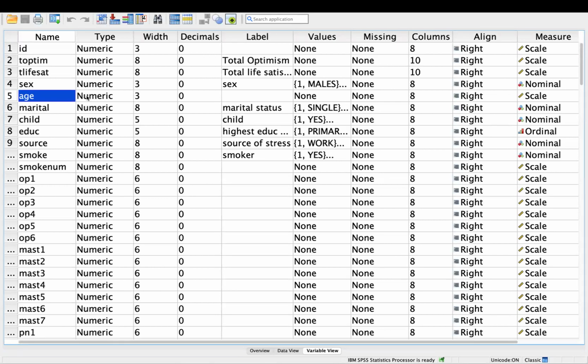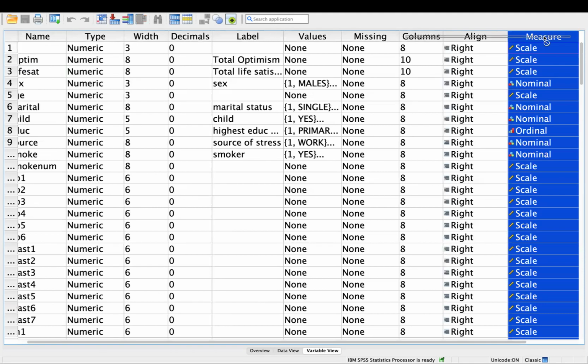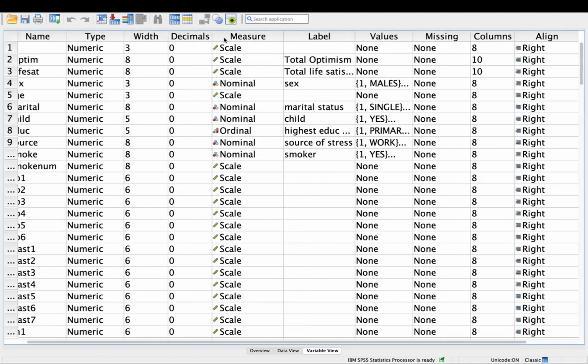Yes. Now, here's a data file, and the research was done. Somebody collected a lot of data. What I'm in is called the variable view. Down here in the bottom, I clicked on variable view. As you can see, I have an optimism variable, total optimism, and I have a life satisfaction variable. Now, each variable has a measure. I'm going to actually move that over.